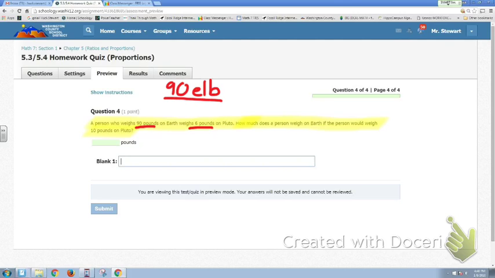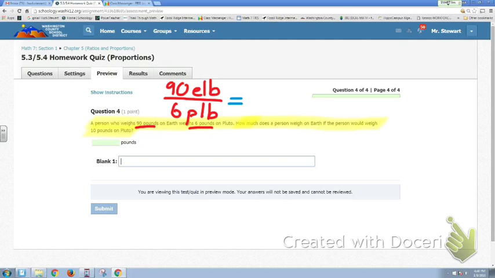Let's see. You could say this is a ratio of 90 Earth pounds to 6 Pluto pounds. You could do it this way. There's actually other ways to set this up, but I'm going to set it up this way. 90 Earth pounds to 6 Pluto pounds.